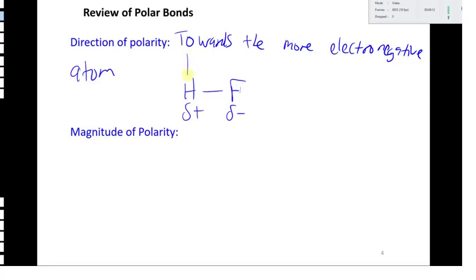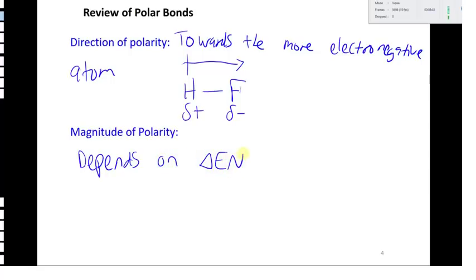And then we can also draw this as a vector. In this section, when we start talking about molecular polarity, it is somewhat helpful to think of polarity as a vector. So it's basically an arrow pointing towards the more electronegative atom. And when we start talking about polarity of whole molecules, that sort of treatment will be useful at times. All right, and then we talk about the magnitude of polarity. We can compare bonds and say which one is more polar and less polar. And that depends on the difference in electronegativity. So it doesn't depend on individual electronegativity values, it depends on their difference.